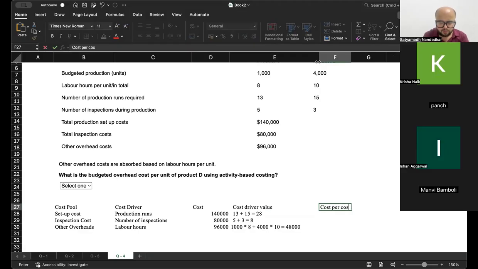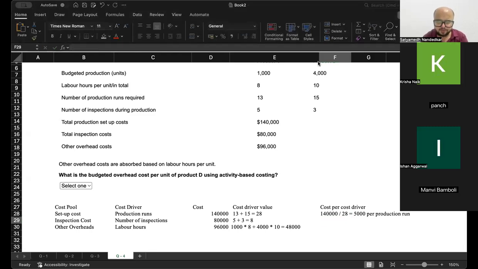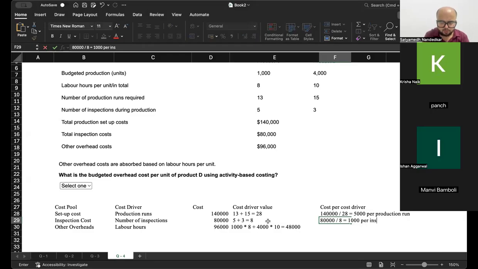Now cost per cost driver. 1,40,000 upon 28. 28 fives are 140, so this will be 5,000 per production run. Is that correct? Yes, sir. 80,000 upon 8 is 1,000 per inspection. And 96,000 upon 48,000, that will be 2 per hour. My bad, this is 2 per hour.